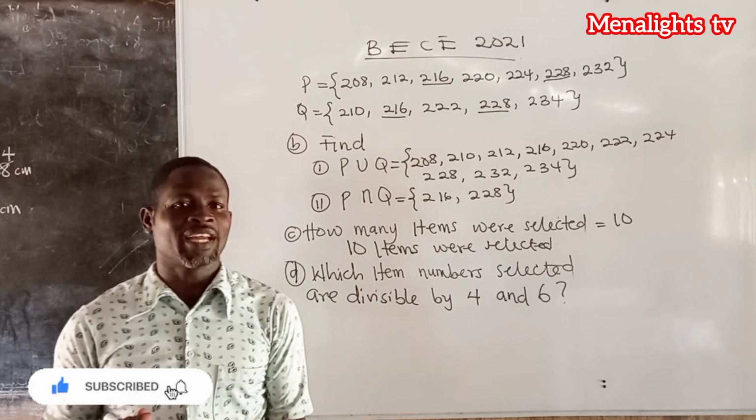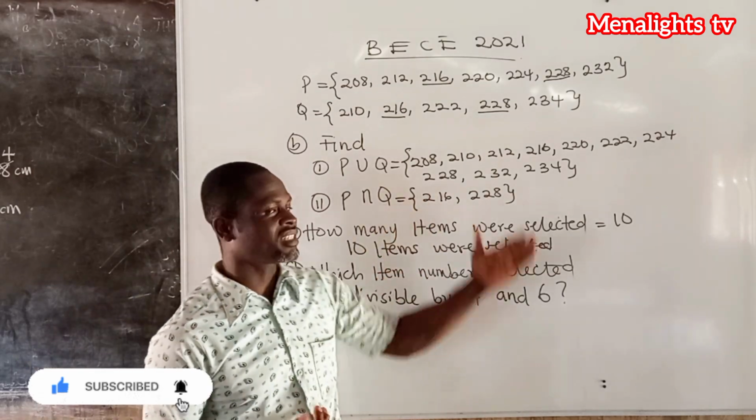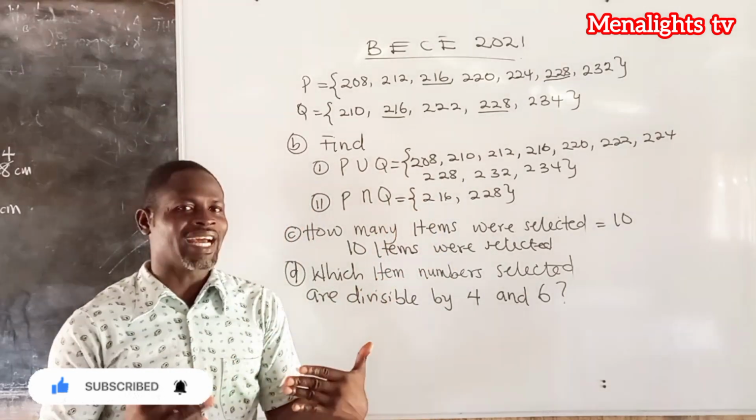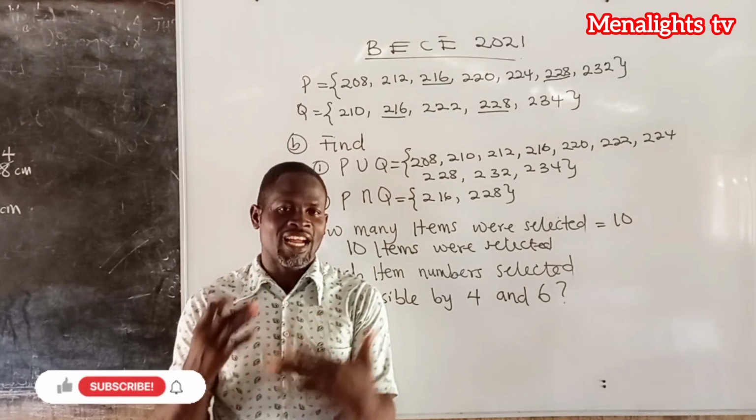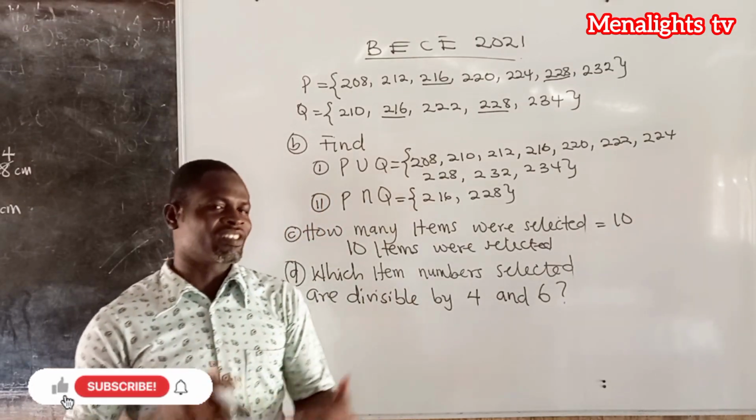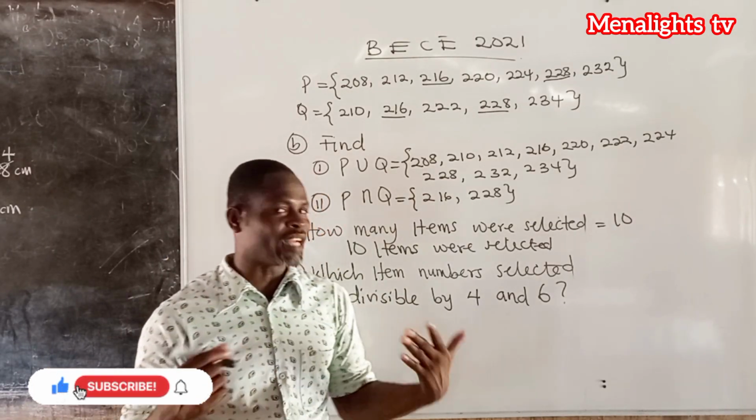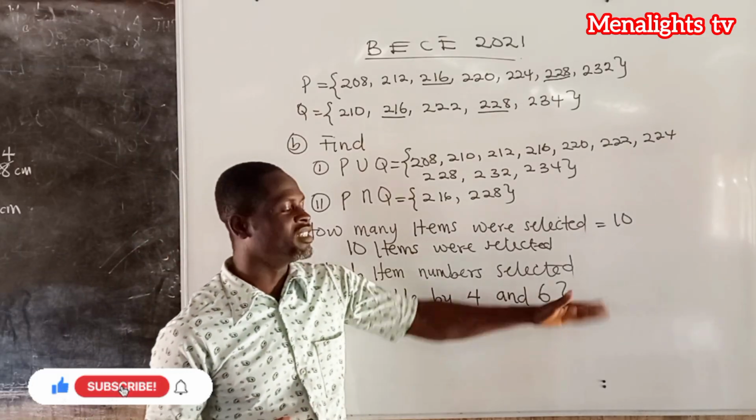So the same way, it is the same as what? The intersection. Because what is common to both sides is the item numbers that are selected by what? Or divisible by what? By 2 numbers. So that is 4 and then 6.